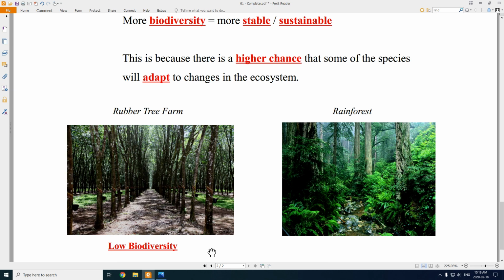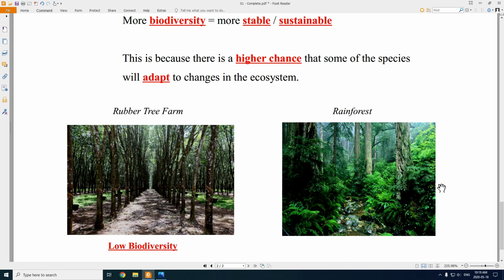So the question is, what if there's a change to this environment? What if there was some sort of sickness that rubber trees were susceptible to? Well, in that case, every single rubber tree would die here. Or what if there was a drought? In this case, if the rubber trees can't survive a drought, all of them would die at the same time. And now suddenly, you would be left with an environment that has almost no living things in it.